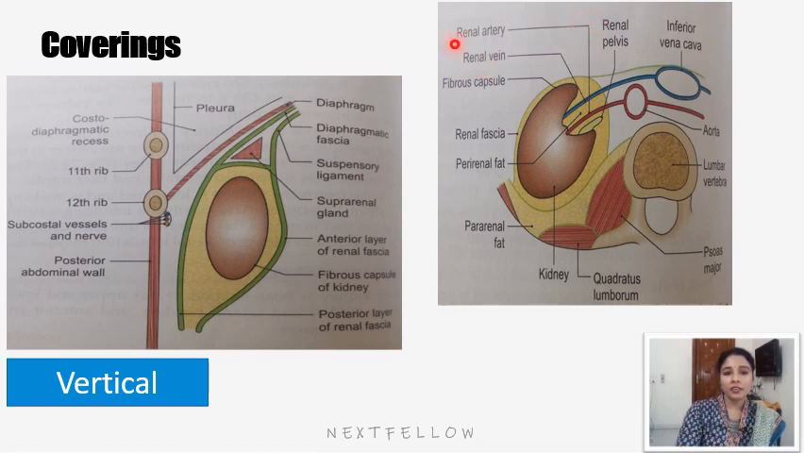And inferiorly we can see the two layers are separated, and they are continuous with the fascia transversalis. Inferiorly they enclose the ureters, and laterally the two layers are continuous with the fascia transversalis. You can see the anterior layer comes here and the posterior layer, they join to form the fascia transversalis laterally, and inferiorly they cover the ureters. They blend with the tunica adventitia of the ureters. So this is about the coverings of the kidney.